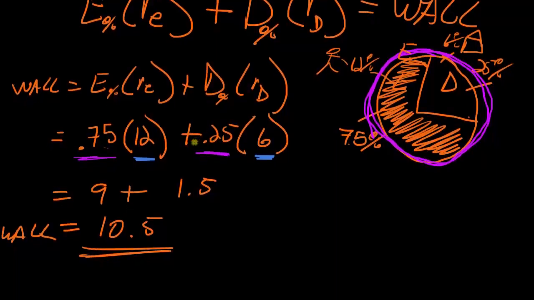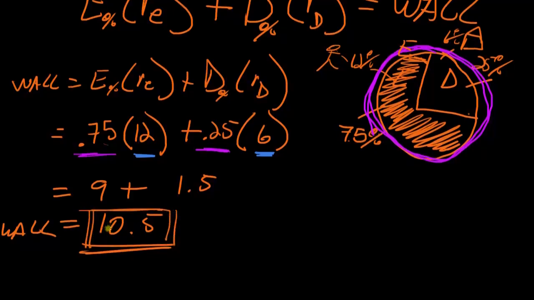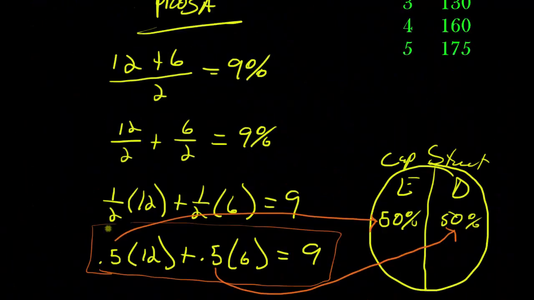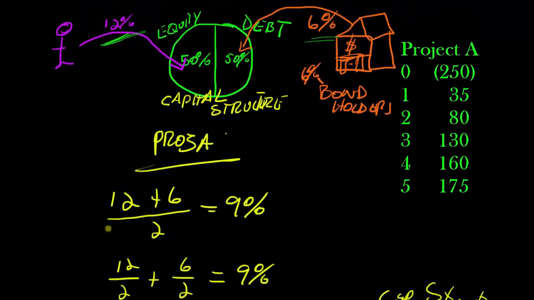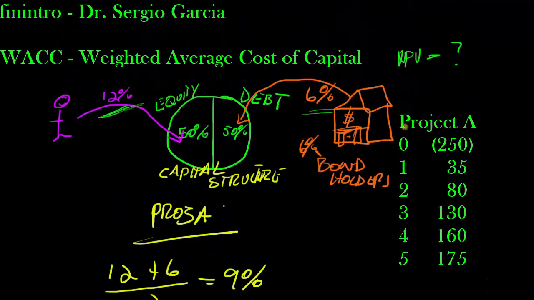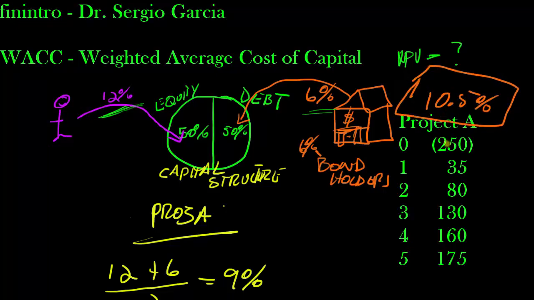Okay, so now that I have my WACC, my 10.5%, I can now go back and do my NPV. So I'm going to go all the way back up to the top, and I can do my regular NPV using 10.5%. So now when I do project A and I calculate for NPV, I can just type in 10.5%, and that's where the percentage to calculate NPV comes from.